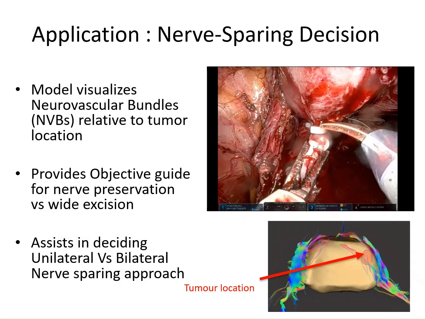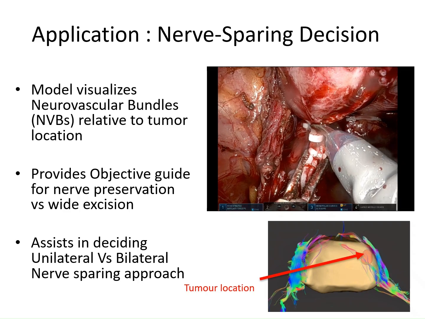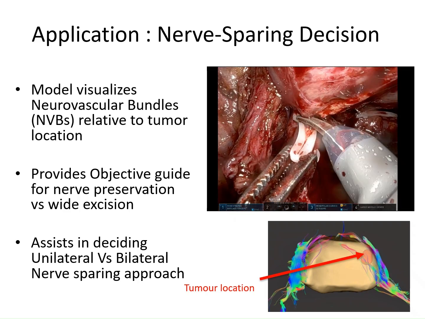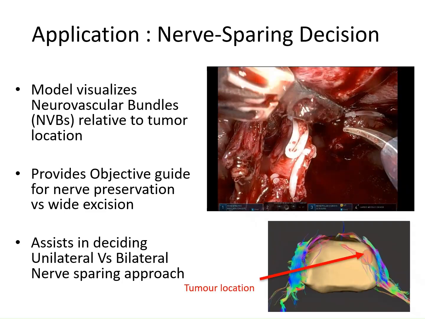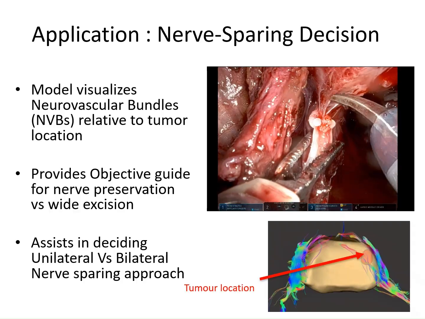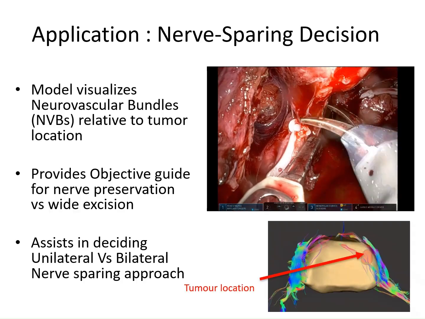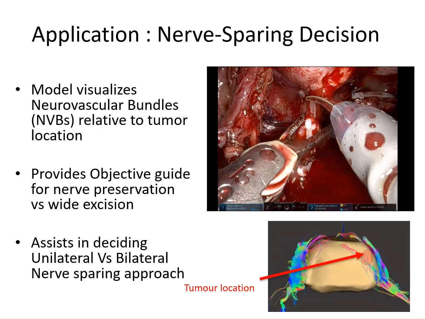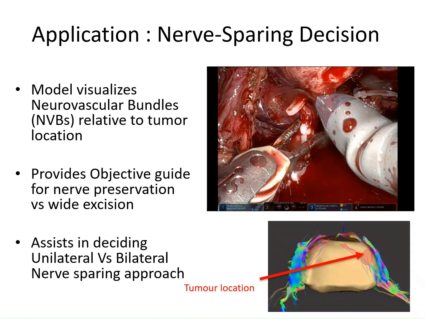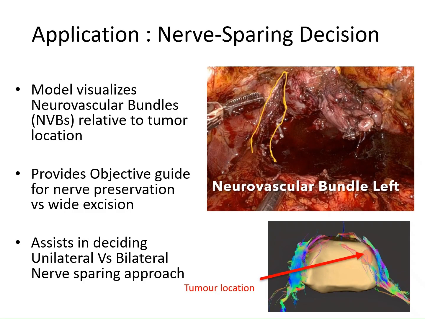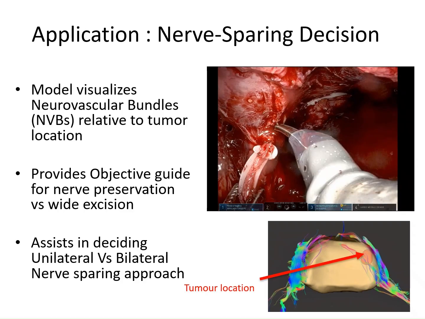By mapping neurovascular bundles preoperatively, it provides objective support in deciding whether nerves can be preserved or whether a wider excision is required. It also aids in determining whether unilateral or bilateral nerve sparing is feasible, thereby balancing oncological safety with functional preservation. Here we have completed the left-sided neurovascular bundle preservation, and we can see the marking here.